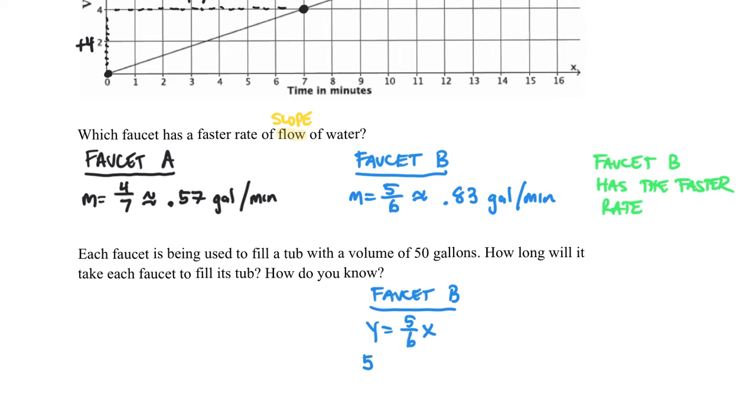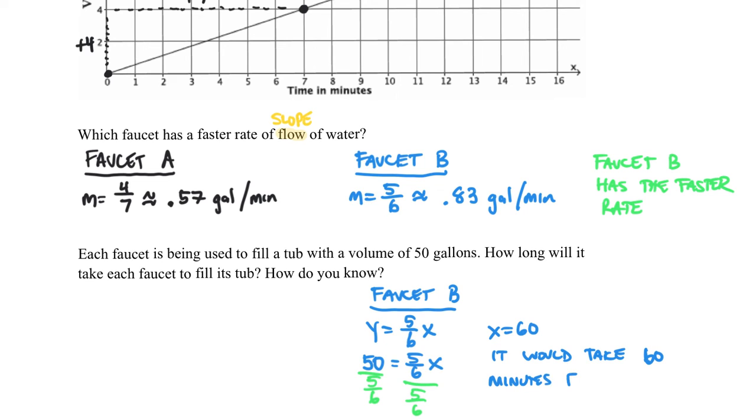So we would actually plug in 50 for the number of gallons, because it's asking us to find the time. And then we would divide both sides by 5/6 in order to get our answer. I'm going to put that in my calculator, and when I put that in my calculator, I get 60. So for faucet B, it would take 60 minutes for faucet B.